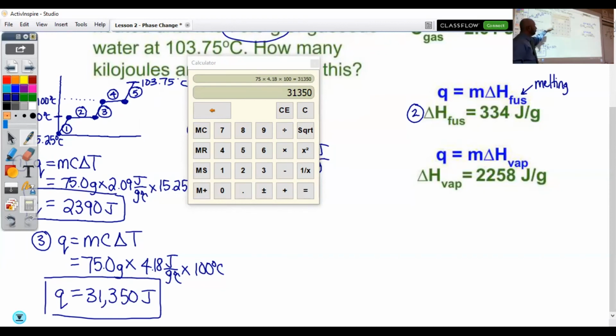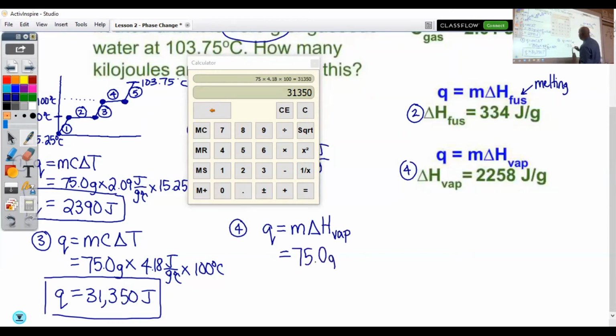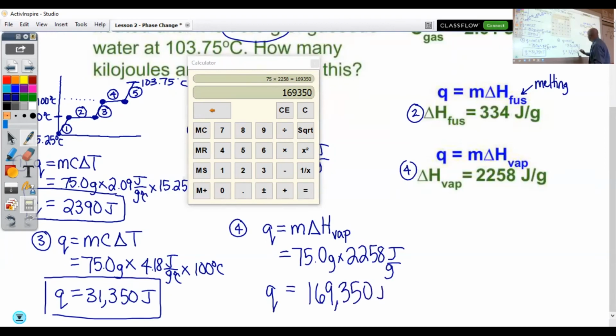Okay, so now we've done steps 1, 2, and 3. We're ready to look at step number 4. Step number 4, you'll recall, is another phase change. So once again, we cannot use this formula. We have to use Q equals mass times delta H. This time we're going to use the delta H of vaporization, so VAP. We'll have 75 grams times our constant 2,258 joules per gram. So our value for Q, which again is going to be positive, 75 times 2258, is going to be an enormous number, 169,350 joules. That is our Q for part number 4.